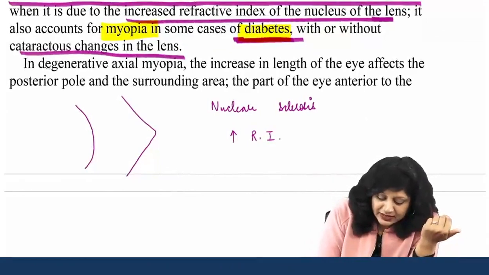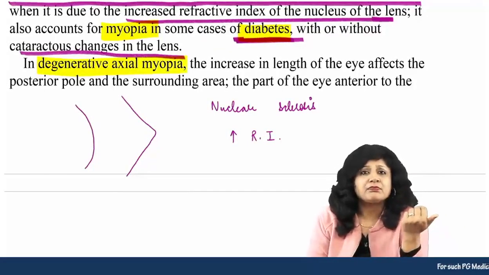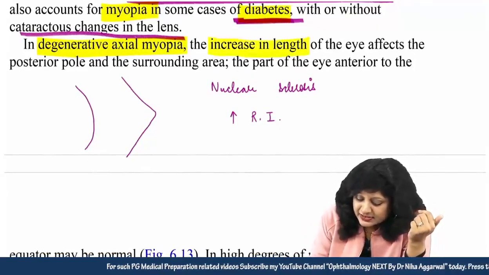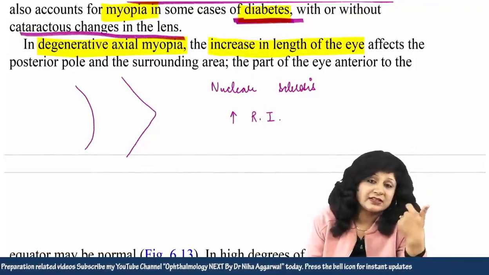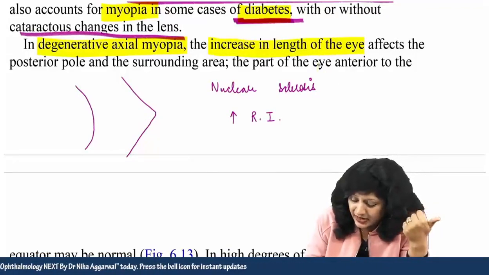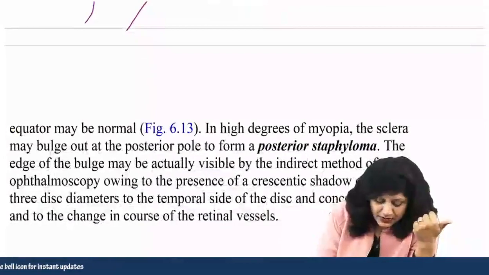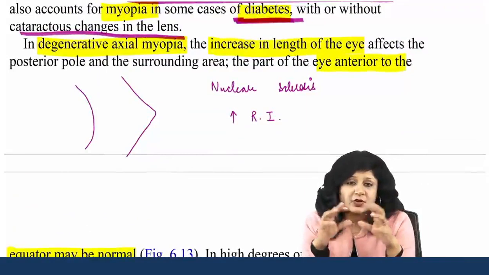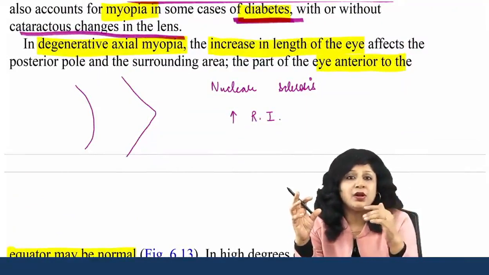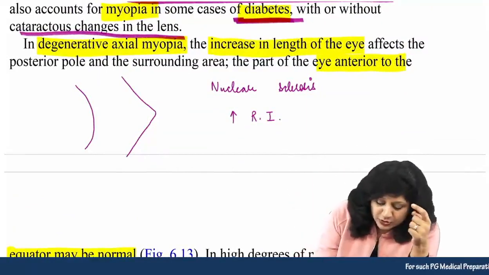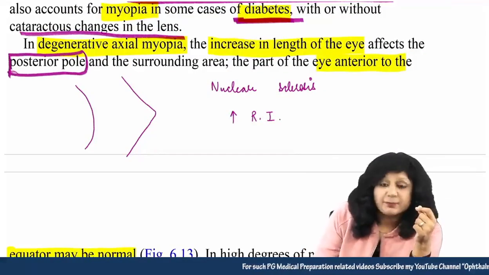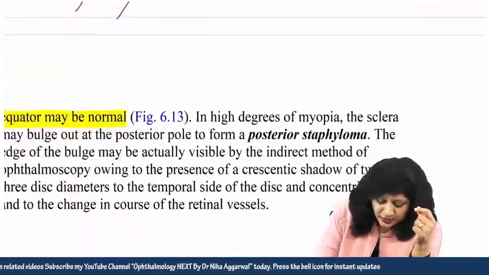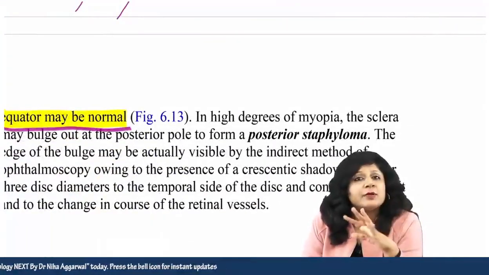Then we have degenerative axial myopia. Axial means an increase in the length of the eyeball, affecting the posterior pole, and the part of the eye which is anterior to the equator may be normal. So in degenerative axial myopia, when you have an increase in the axial length of the eyeball, you have changes at the posterior pole. The part of the eye anterior to the equator is absolutely normal and you are not able to see any change there.